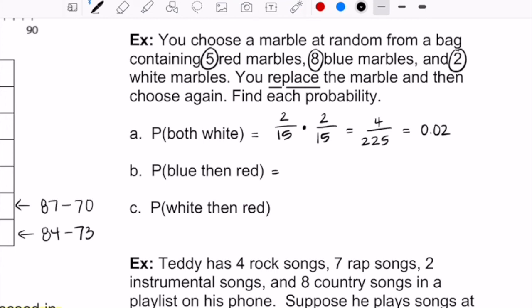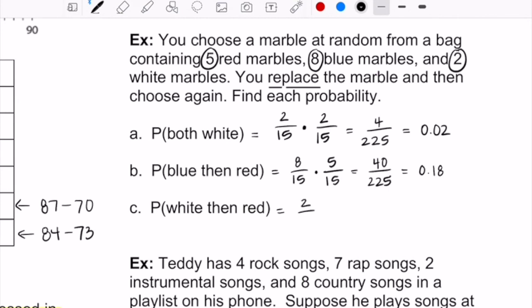In the next example, it wants to know what is the probability of first pulling out a blue marble and then pulling out a red marble. So to start, there are 8 blue marbles out of 15 total. So the probability of the first event occurring is 8 out of 15. The marble is then replaced, so the denominator remains the same. For the second event, there are 5 red marbles, so 5 successes out of 15 total. The probability of those events occurring together is 40 out of 225, which when converted to a decimal and rounded gives you 0.18.